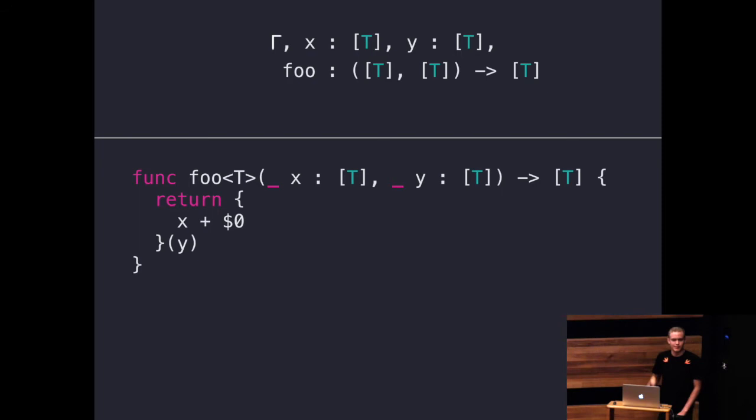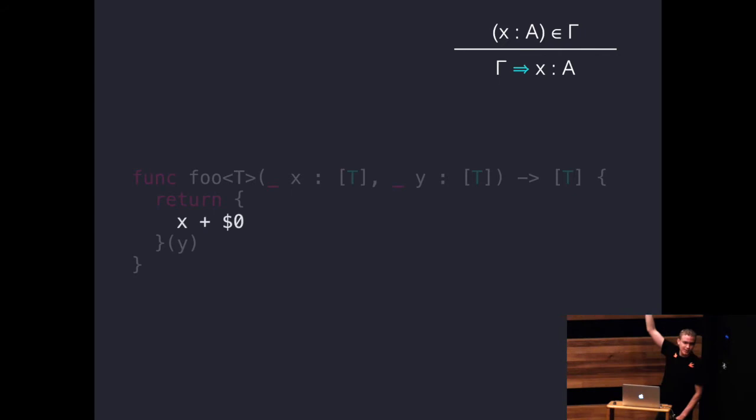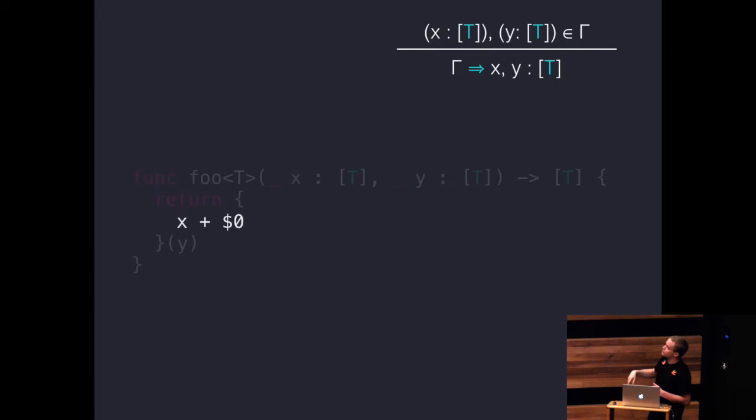Why do we need this? We need this because I can call foo in the body of foo. I can recur infinitely in the body of foo. I need to know that type. But we're not doing that right now, so we'll just have it. So let's go one by one again. We know the type of x. We put it in our gamma space. We know the type of y, too. We put it in our gamma space.